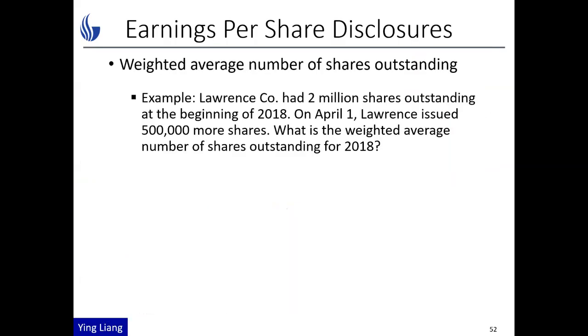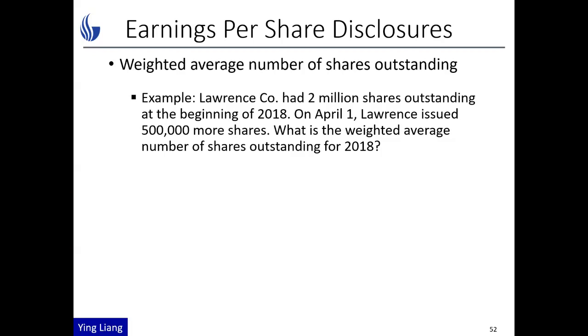Now, next. So what is the weighted average of the shares outstanding, our denominator? Let's take an example. So this Lawrence Corp has 2 million shares outstanding at the beginning of 2018. Now, 3 months later, on April the 1st, the company issued an additional 500,000 more shares. What is the weighted average number of shares outstanding for 2018?